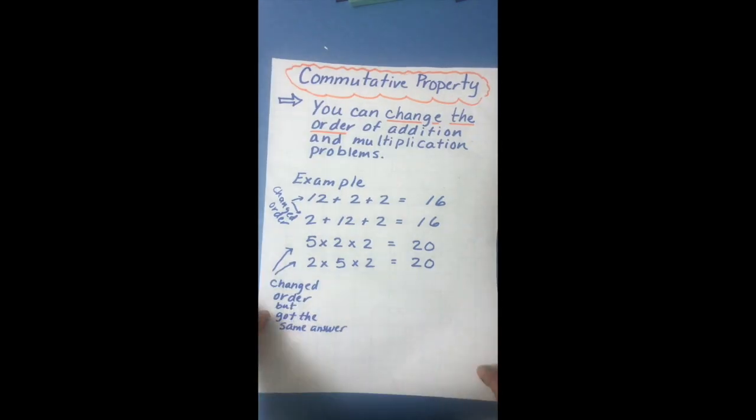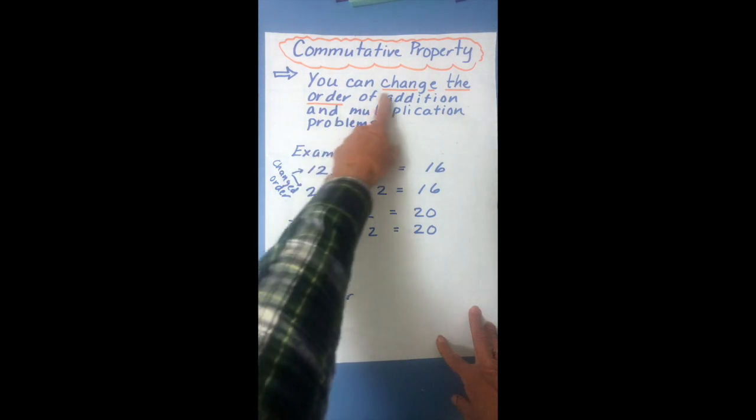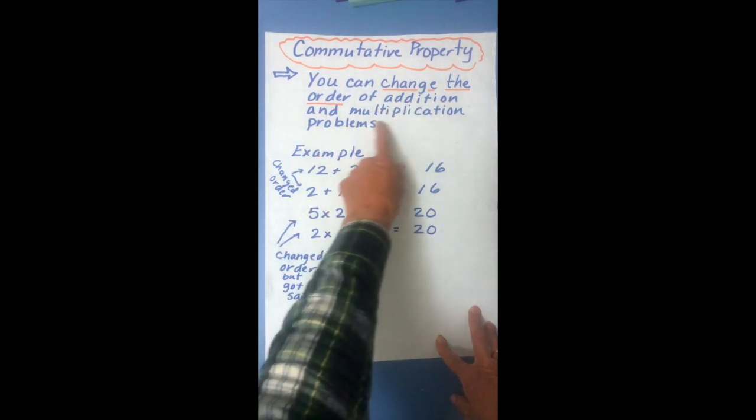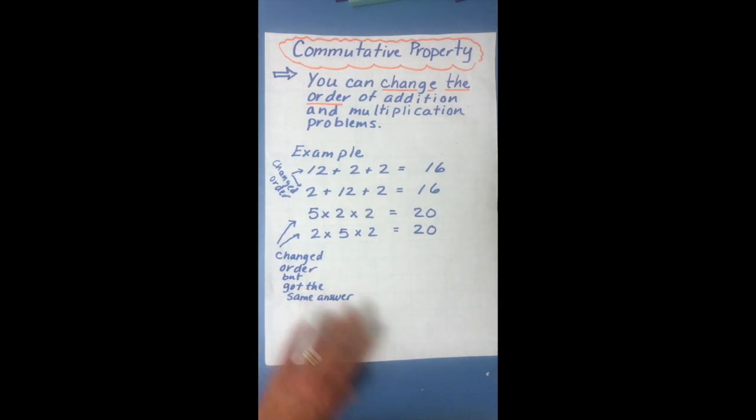The first property is called the commutative property. The commutative property says you can change the order of addition and multiplication problems. So let me give you an example of that.